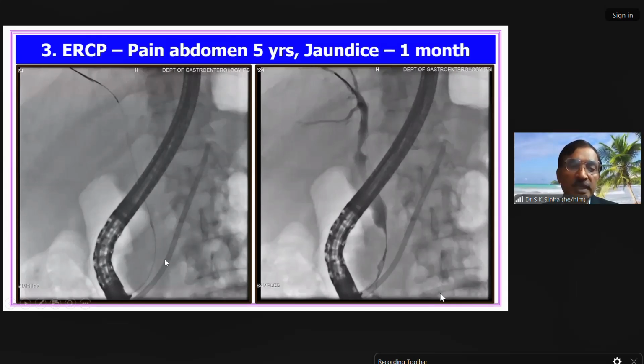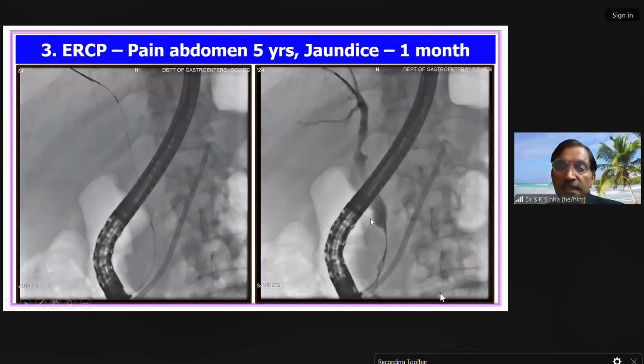This is 10 French, by size you can recognize. And then you have a stricture. I told you earlier, how do we recognize a stricture? We recognize a stricture by virtue of upstream dilatation. A narrowed segment alone will not give you the diagnosis of a stricture. It is the upstream dilatation which must be there to diagnose a stricture.